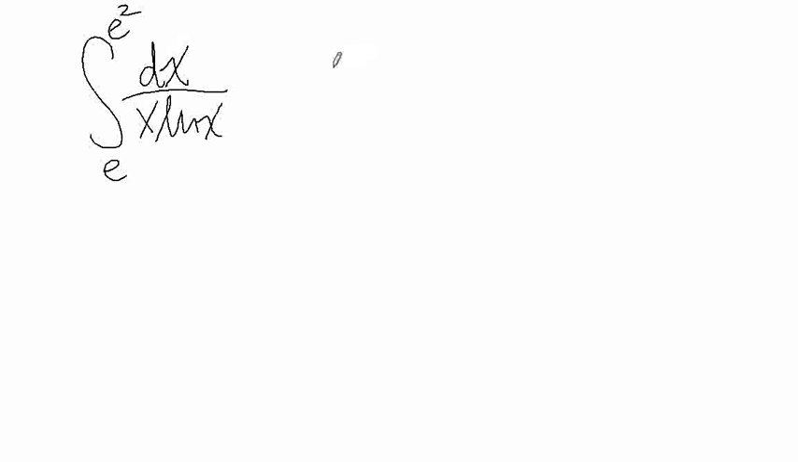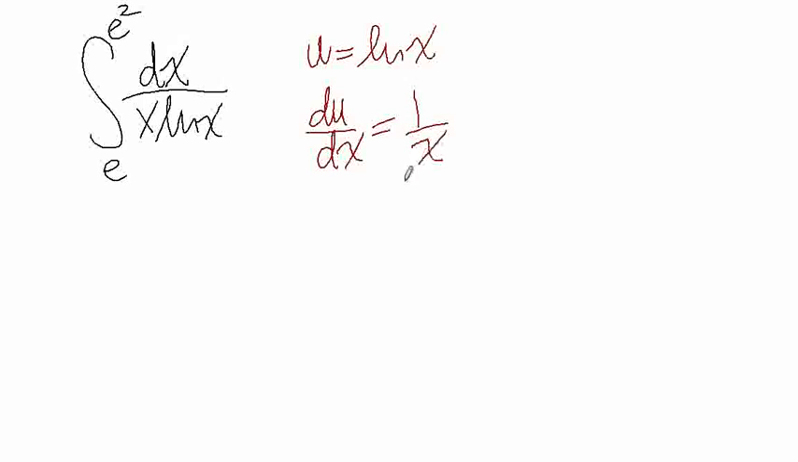All right, so I'll go ahead and do it as well. So I'm going to try a u substitution with u equal to the natural logarithm function. And so the derivative of u with respect to x is 1 over x. Therefore, I can rewrite the original integral as the integral of 1 over u with respect to u. And the new limits of integration will be ln of e, which is 1, and ln of e squared, which is 2.